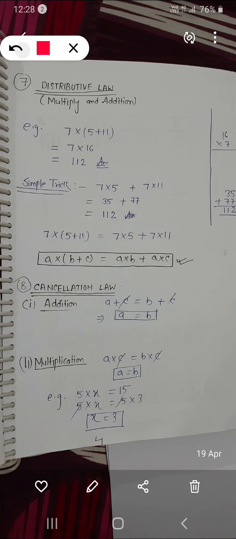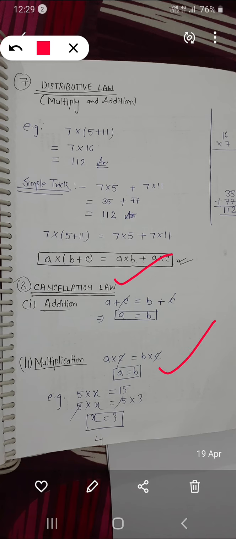Okay children, now see the next property, that is called cancellation law. If we have three numbers A, B and C, and A is added with C and B is added with C, we can see that on the right hand side and left hand side, C is common in addition. So we can cancel the same number, that is called cancellation law, and we get only A and B. We can write A is equal to B.